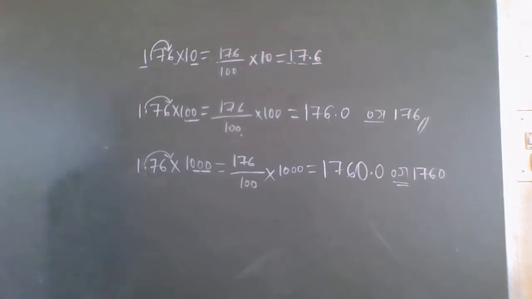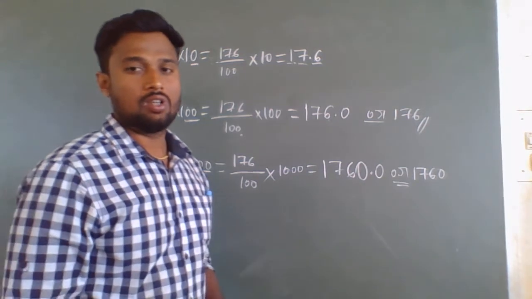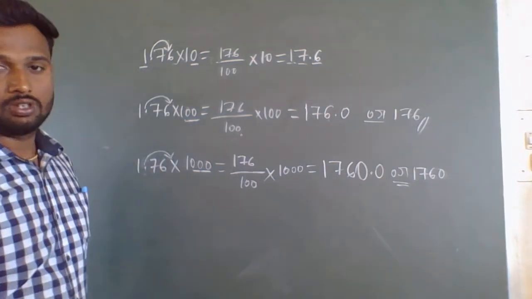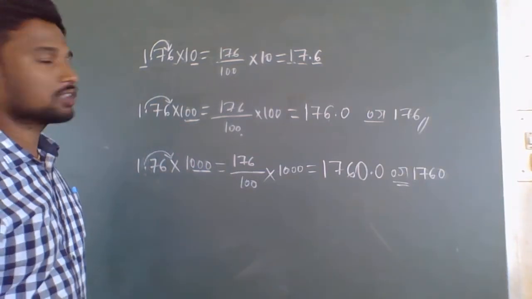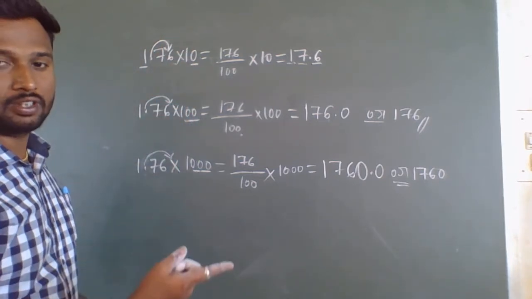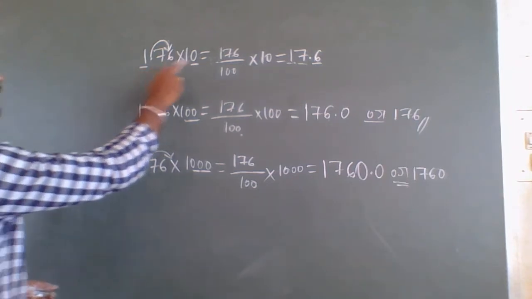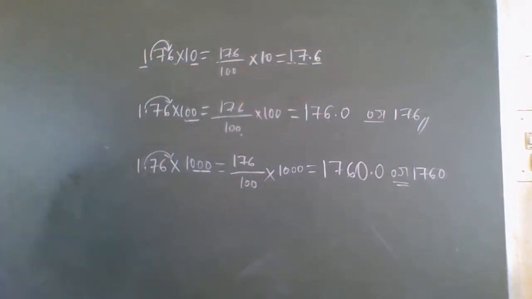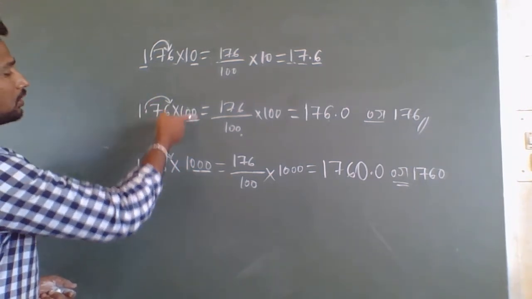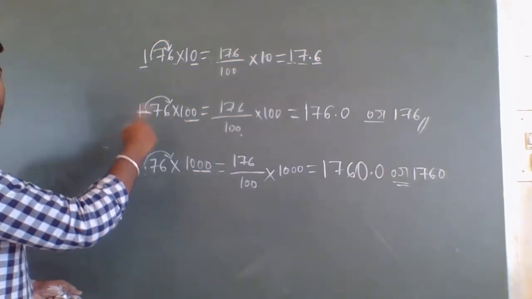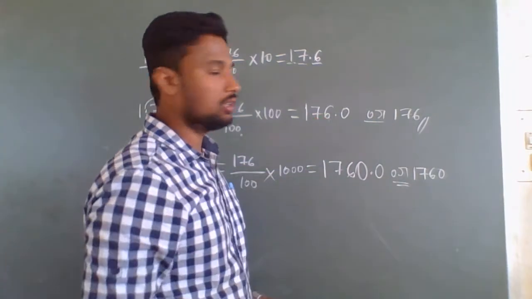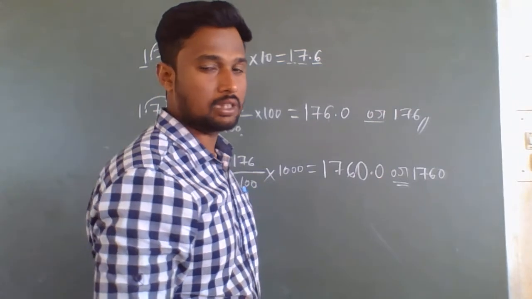So what is the basic concept here? First you should count the number of zeros. In 10 how many zeros are there? Only 1 zero, which means you should move the decimal point only 1 digit towards the right side. So what do you get here? 17.6. In 100 how many zeros are there? 2 zeros. Therefore you should move the decimal point 2 digits right side. So what will you get here? 176.0, or you can directly write it as 176.